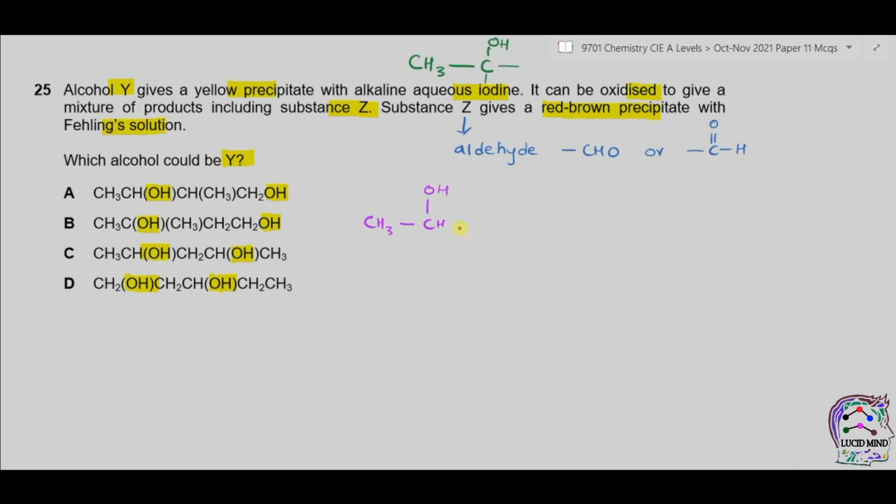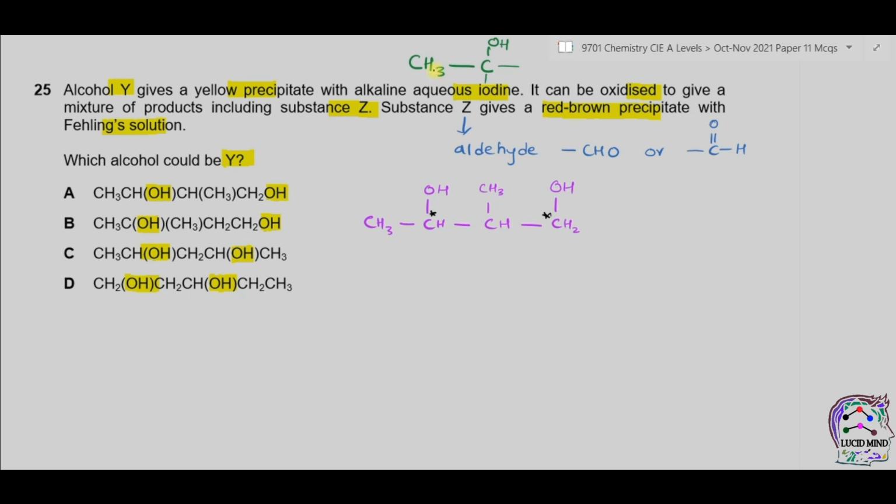then we have CH, CH3 is the substituent, then CH2 and OH. Now we have OH attached to this carbon atom, which is further attached directly to two carbon atoms. So this is a secondary alcohol, and a secondary alcohol can be oxidized to a ketone. While this carbon atom attached with OH is further attached directly to only one carbon atom, so this is a primary alcohol and it can be converted into an aldehyde.